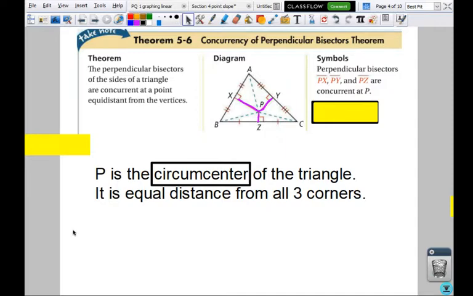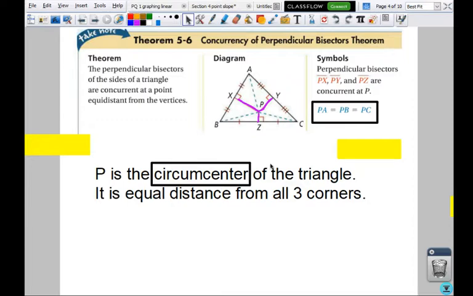The reason this is special is because it is equal distance from all 3 corners. So it is like the very center of this triangle. If you were to draw a line from the corner to point P, they would all equal each other. So PA is equal to PB is equal to PC. They are always equal to each other. That's why the circumcenter is special. Even though it doesn't look like it's in the center, and the center of the triangle should be maybe over here more, it really is because it is the equal distance from all 3 corners. We're going to practice finding this circumcenter today.